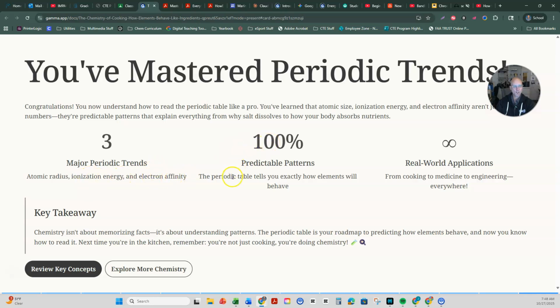100% predictable patterns. The periodic table tells you exactly how elements will behave. And then the real-world applications, from cooking to medicine to engineering, it's everywhere. So your key takeaway: chemistry isn't about memorizing facts, it's about understanding patterns. The periodic table is your roadmap to predicting how elements behave. Now you know how to read it. Next time you're in the kitchen, remember, you're not just cooking, you're doing chemistry.